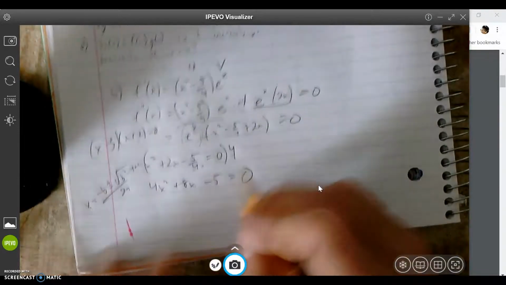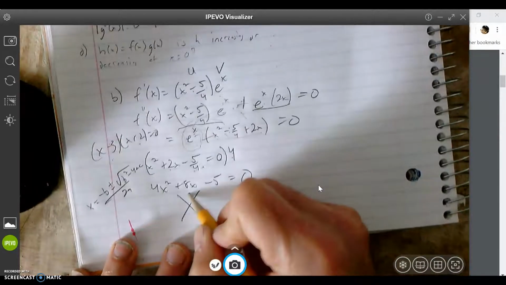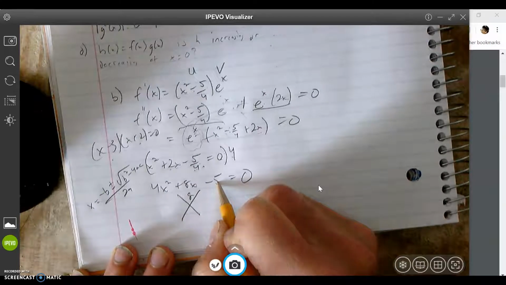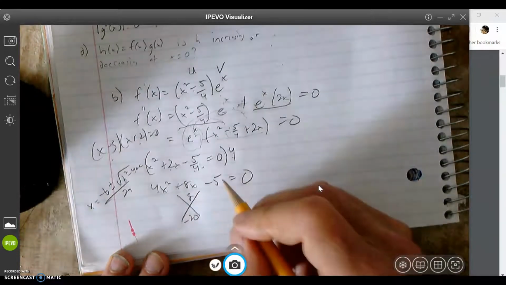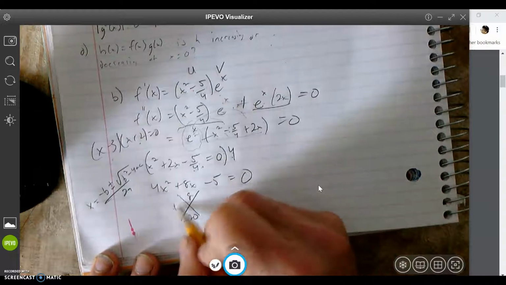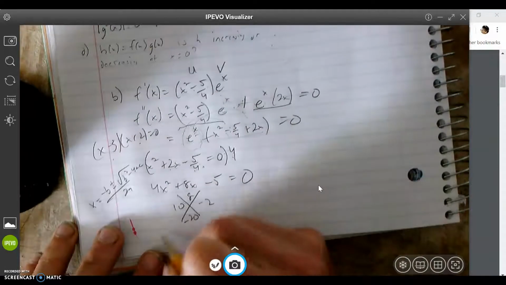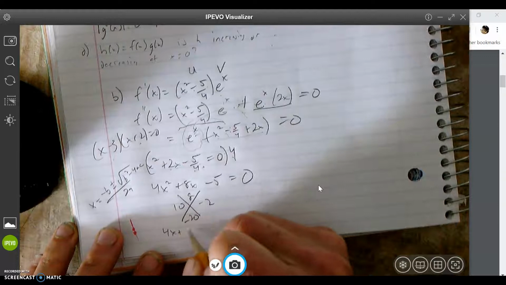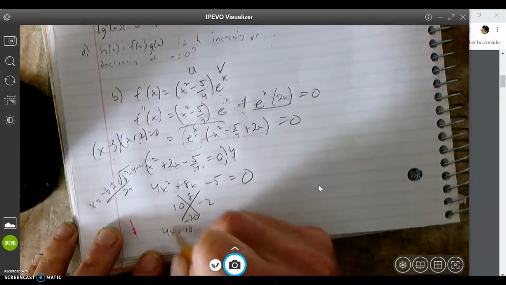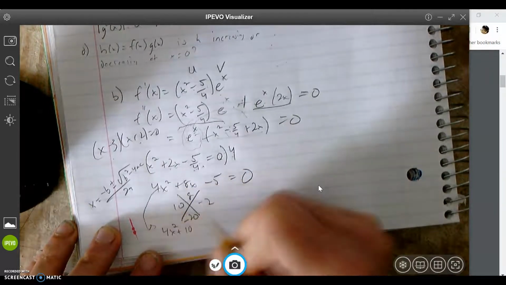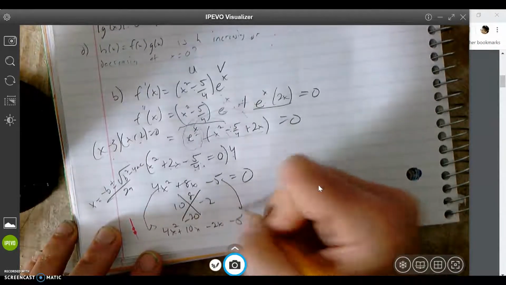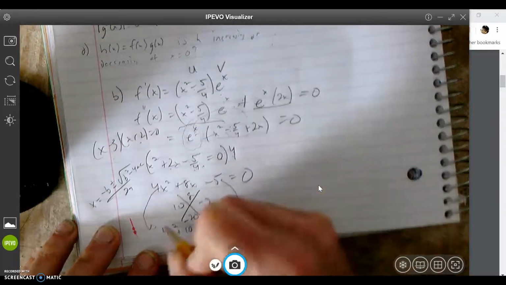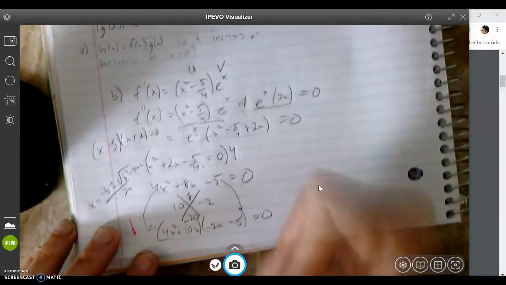So now I can factor this. 8 on the top, 4 times negative 5, negative 20 on the bottom. You want to practice this factoring if you need. What is this? 10 and negative 2. So I got 4x squared, plus 10x minus 2x, minus 5 equals 0.